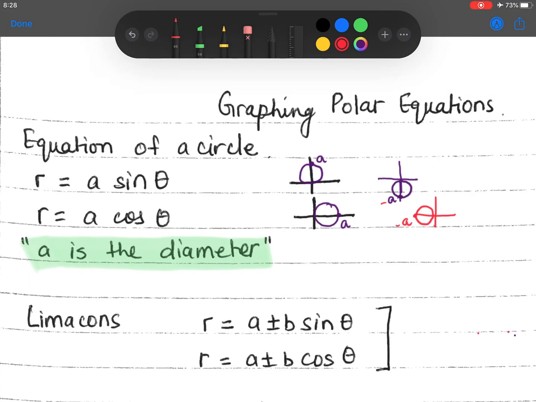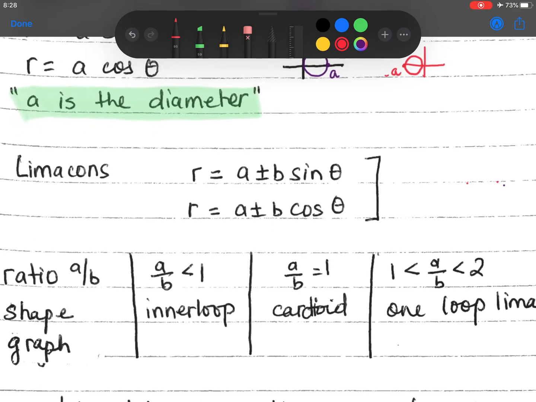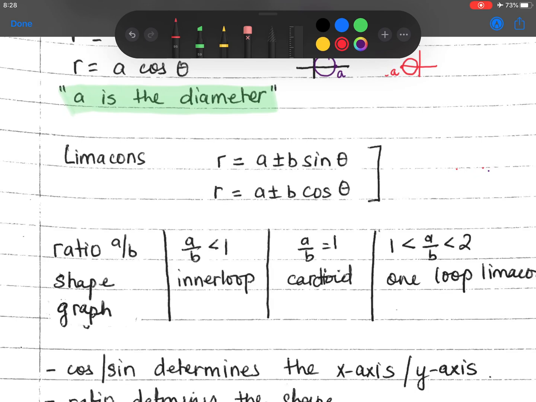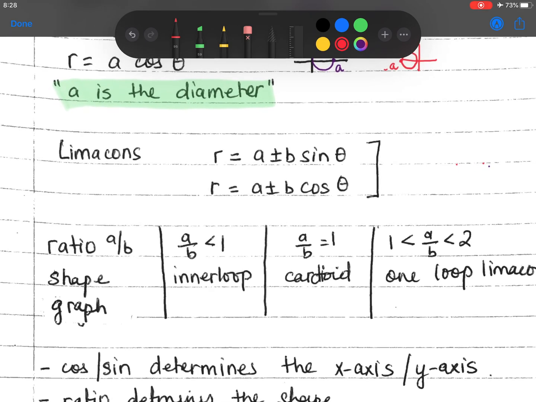So that is one type of polar graph, the equation of a circle. The second type I want to talk about is the limacons. They are of this form: r equals a plus or minus b sine theta, or r equals a plus or minus b cosine theta. Yes, the sine and cosine determine the axis you're going to be on. And remember, your a and b are always going to be positive.